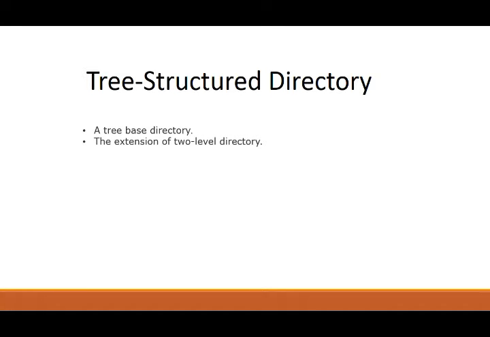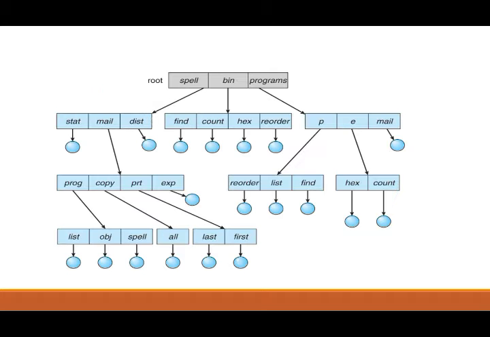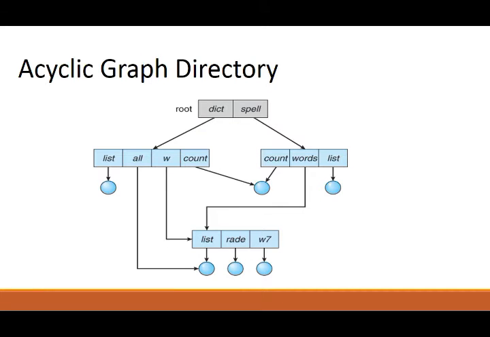While all users have their own directory, independently isolated from other users' files, this represents a tree-structured directory. Directories have subdirectories in them and hold files, and subdirectories then hold files. Acyclic graph directory is an extension of tree-structured directory.